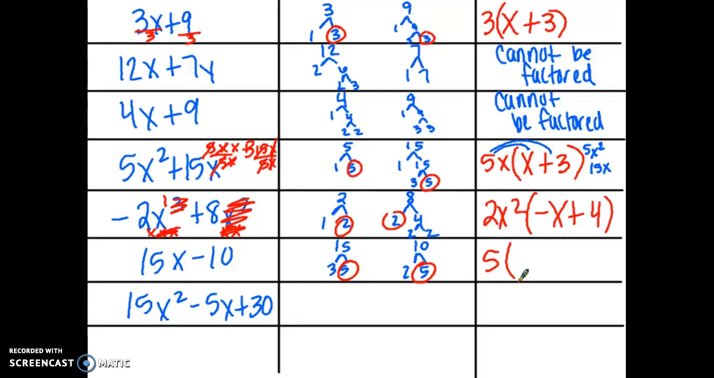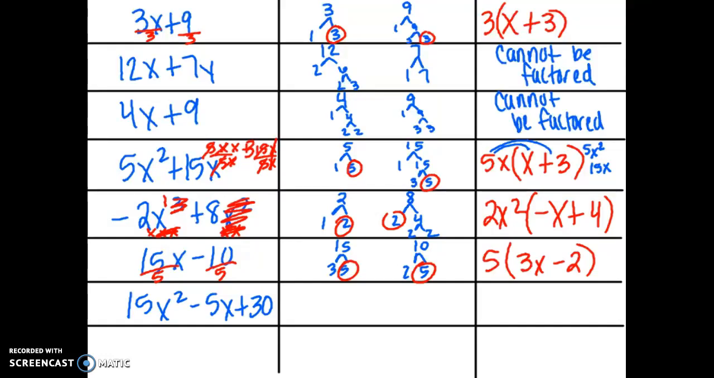15 divided by 5 is 3. 10 divided by 5 is 2. I didn't get rid of a variable because the first term is the only one that had a variable in it, so it has to stay. So my answer is 5 times 3x minus 2.